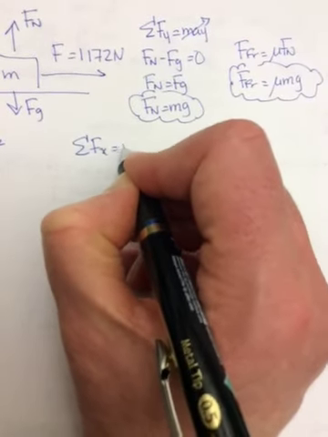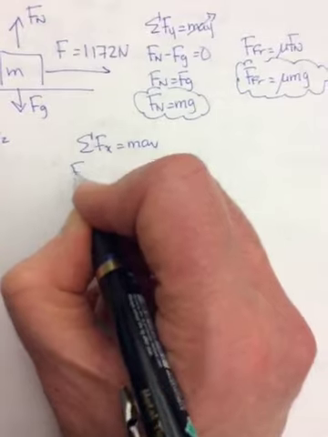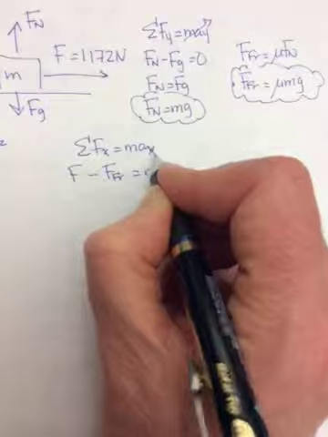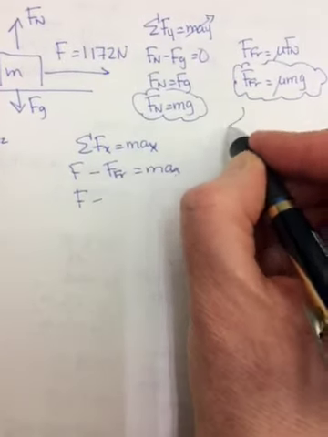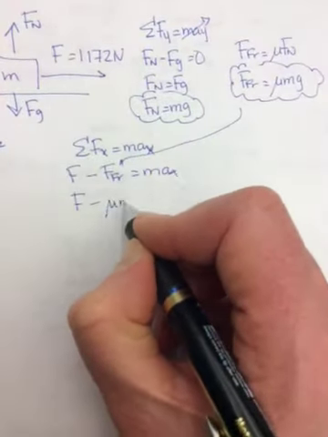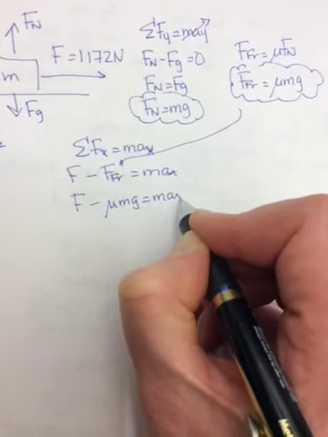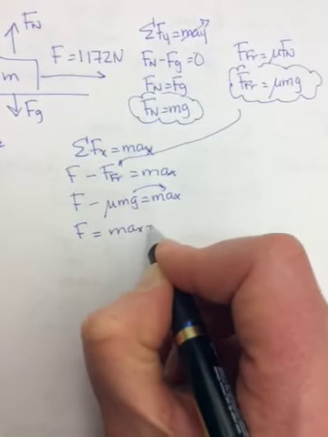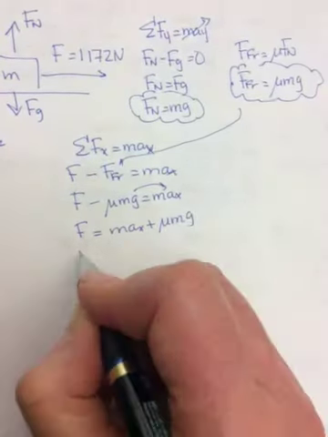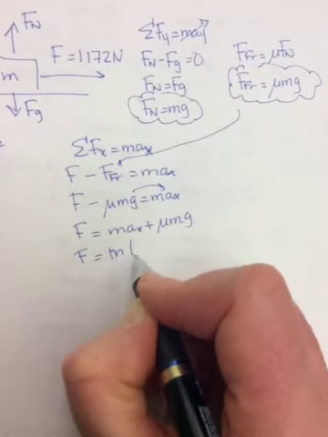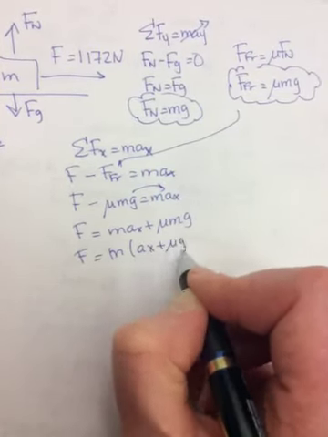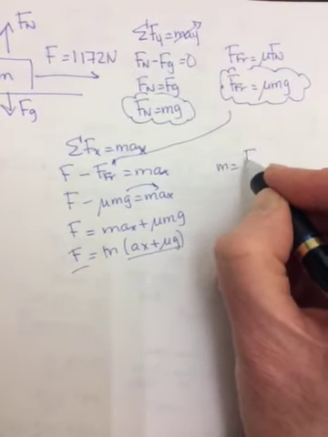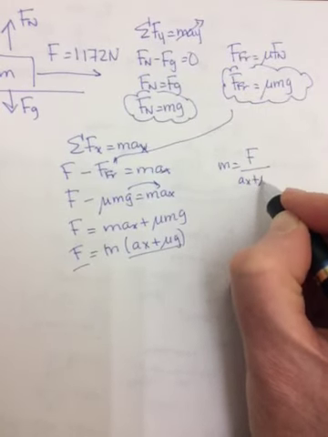And so we can go to the x direction. In the x direction, there's F minus friction is equal to max. So F minus mu mg is equal to max. So take the mu mg over to the same side. So max plus mu mg, factor out the m. So m brackets ax plus mu g, and now divide both sides by the bracket. And you'll get m is equal to F over ax plus mu g.